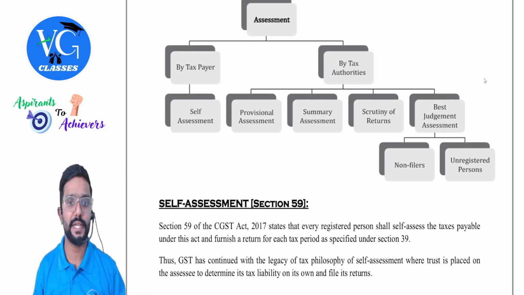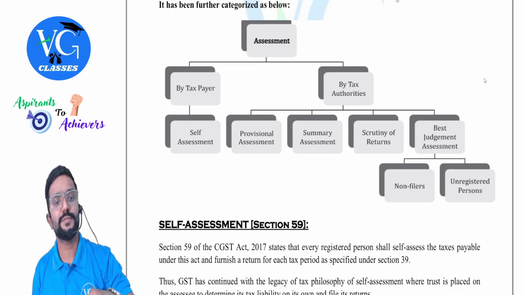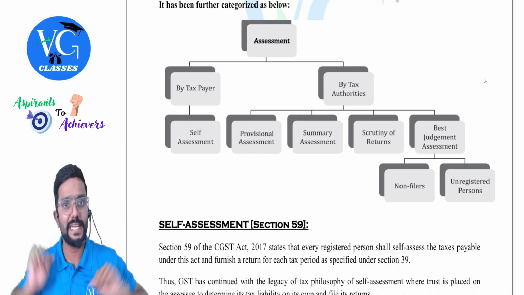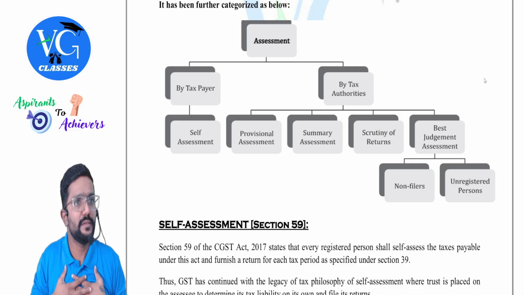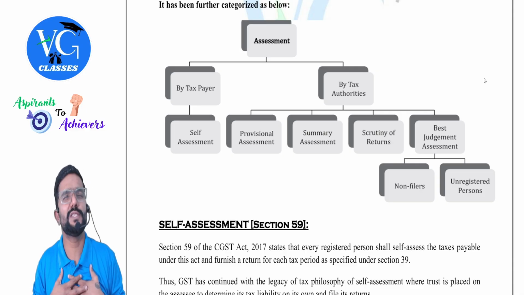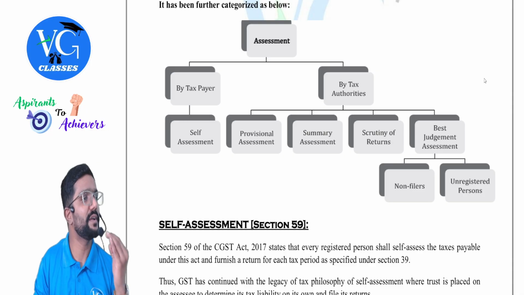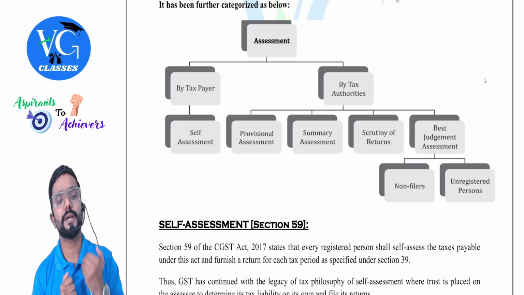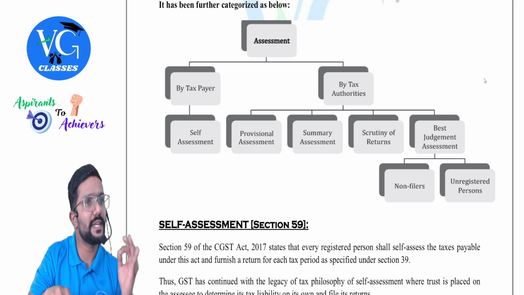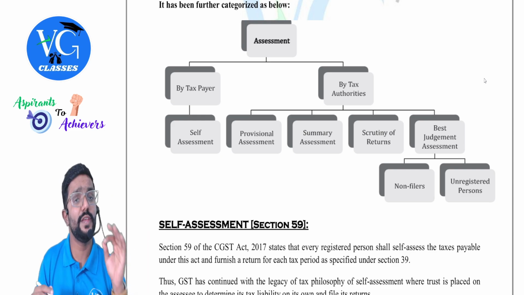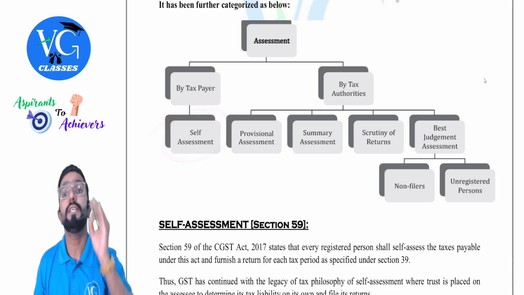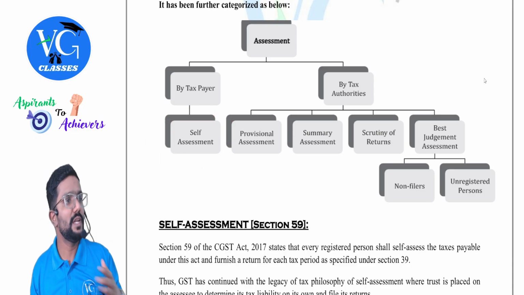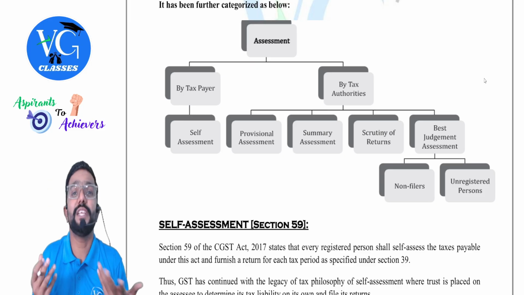I have just given one chart here. Assessment can be classified into two main categories, guys. We don't use the word assessee in GST, we use the word registered person. The taxpayer is nothing but a registered person. If he himself does it, what do we call it? Self-assessment.